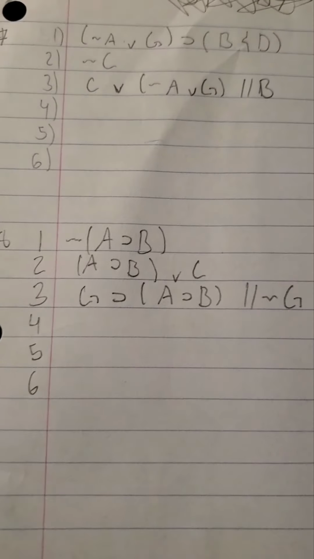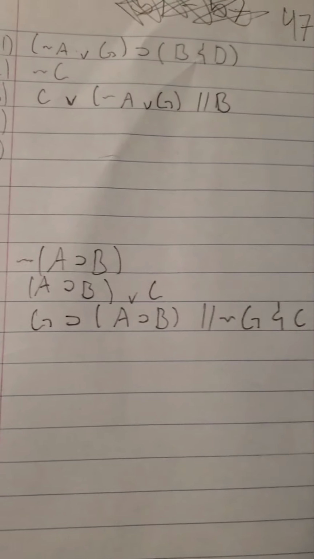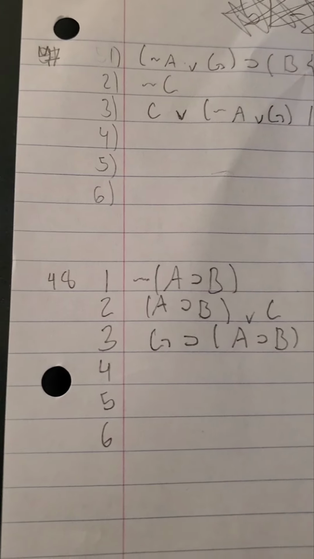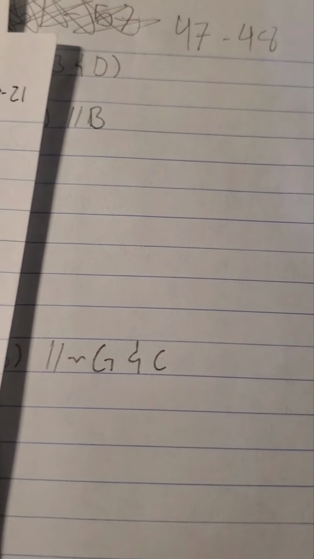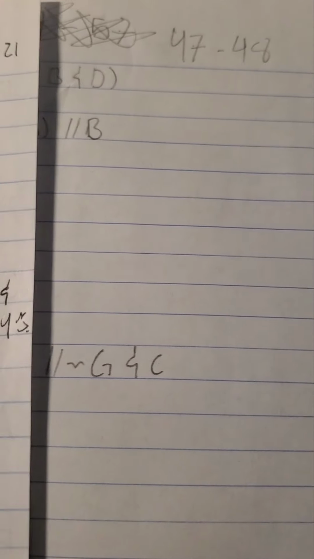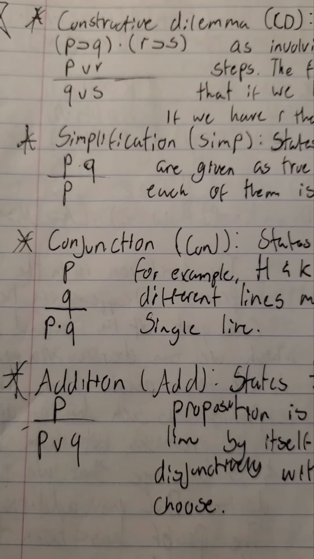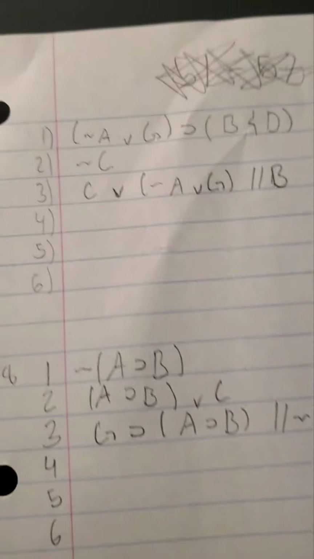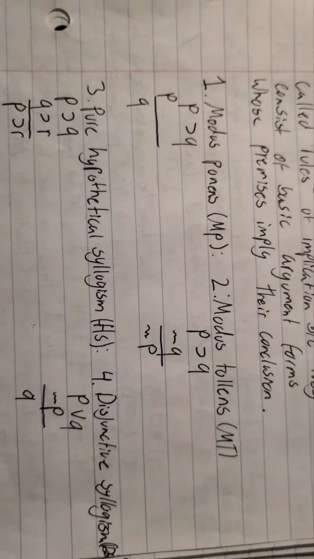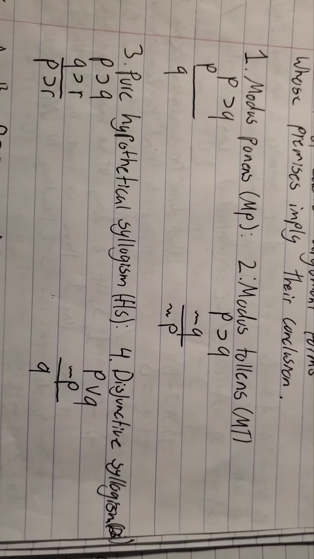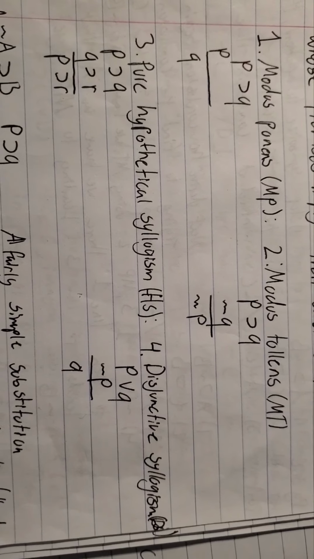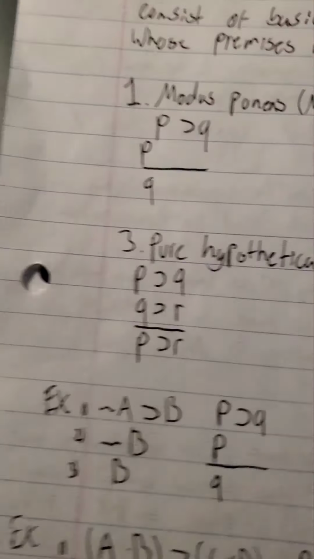Okay. So right now we'll be doing two questions. We'll be doing 47 and 48. Anything past question 40, I'm pretty sure, requires or uses all 8 rules. So you'll be using CD, simp, conjugation, and add, as well as the first 4, which were modus ponens, modus tollens, pure hypothetical syllogism, disjunctive syllogism.